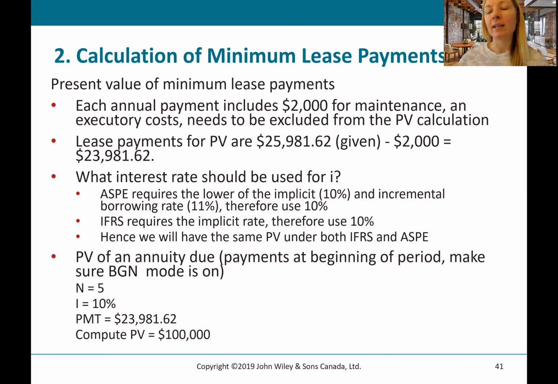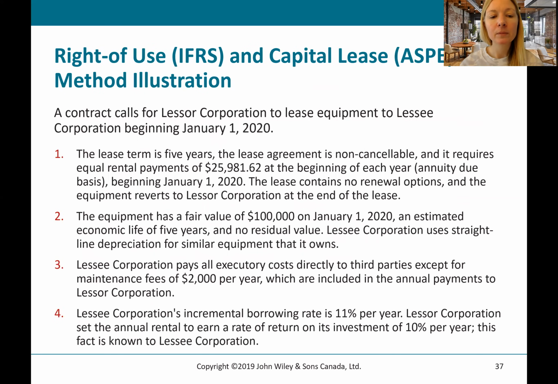Maybe let's back up for a second. Where did the implicit rate come from? Let's take a look back at the question. Look at number 4. It says the lessee corporation's incremental borrowing rate is 11% per year. So that's obviously the incremental borrowing rate. And then it says lessor corporation sets the annual rental to earn a rate of return on its investment of 10% per year. So when the lessor sets the rental to earn a rate of return of 10% per year, that is the definition of the implicit rate.